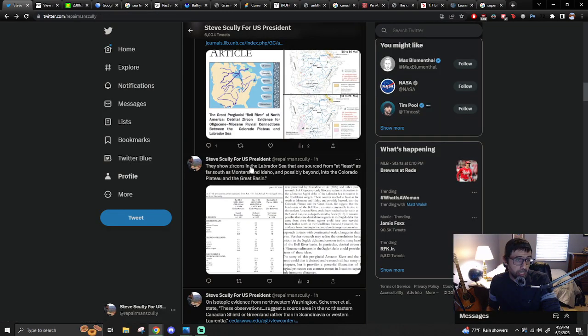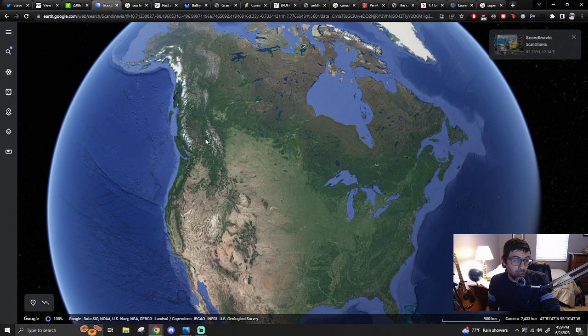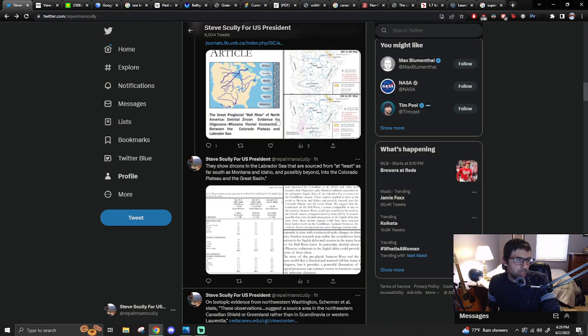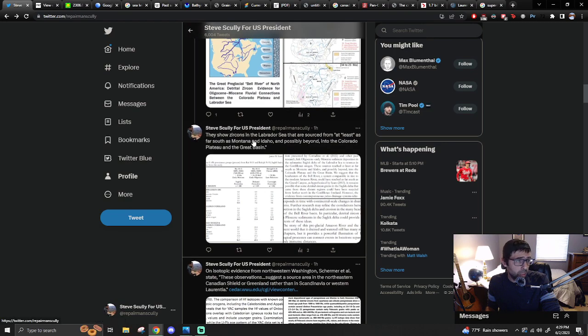Zircons, let me read what I said here. Zircons from the Labrador Sea that are sourced from at least as far south as Montana and Idaho, and possibly beyond into the Colorado Plateau and the Great Basin. Colorado Plateau, Great Basin. So possibly sourced from here, at least sourced from here, all the way over here. Just seemingly because it's hard to tell exactly which portion it's sourced from. So minimum of Montana, Idaho, but possibly up to as far away as there.